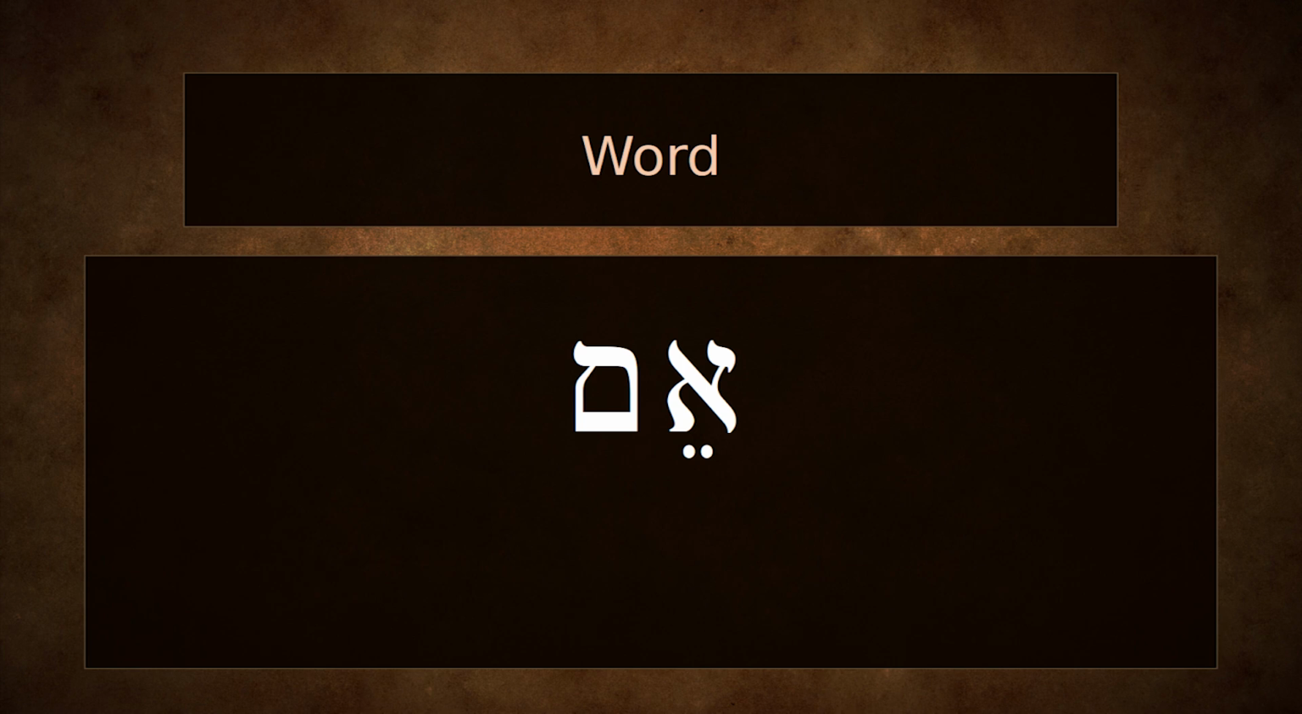Here are three more words, just to round out our vocabulary. This one is spelled aleph mem, with a tzera under the aleph. This word is pronounced aim. Aim means mother. This word is spelled beit, nun, with a tzera under the beit.